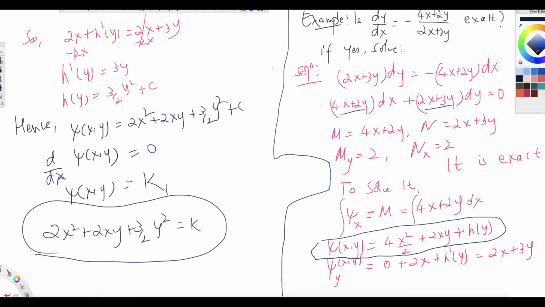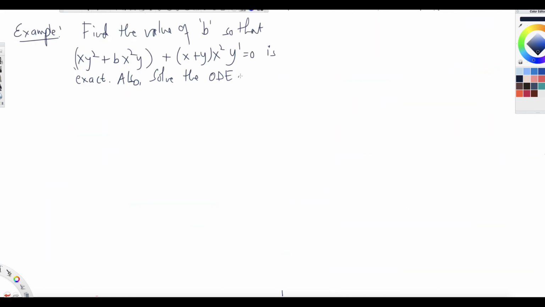Okay. So I am going to do one more example on this. Another example is: find the value of b so that the equation xy squared plus bx squared y plus x cubed plus x squared y times dy over dx, that is y prime, equals 0 is exact. We need to first find the value of b and then also solve the ODE. That's what we want to do here.